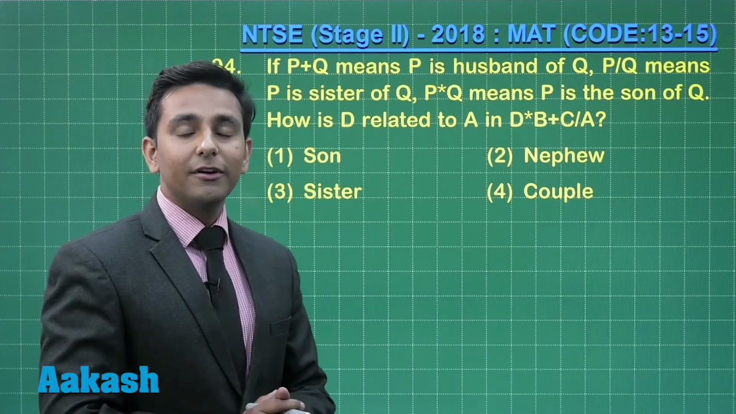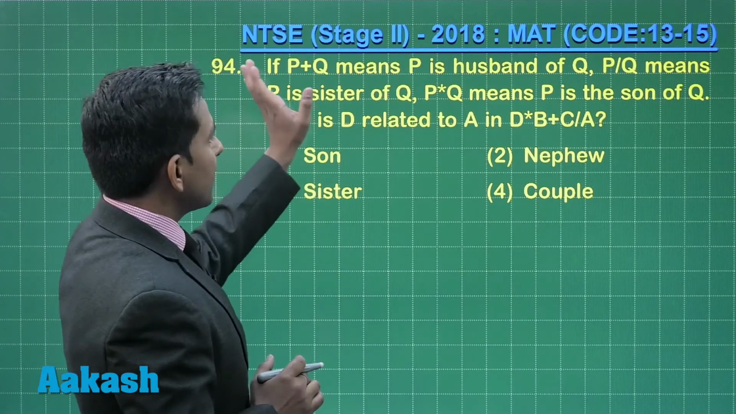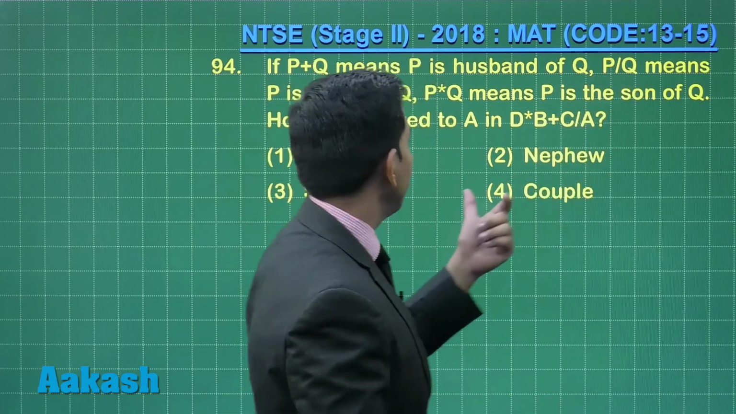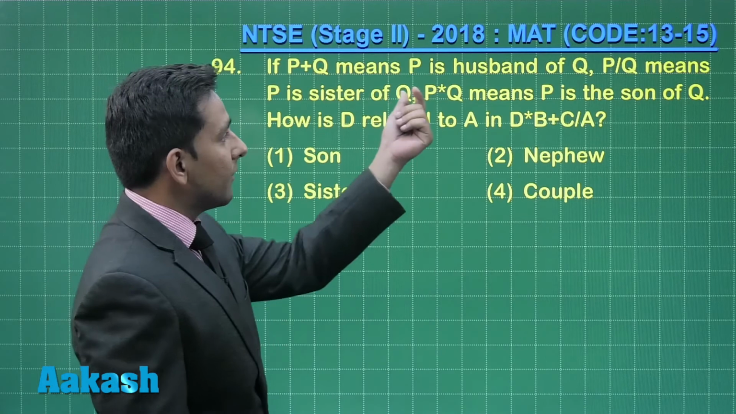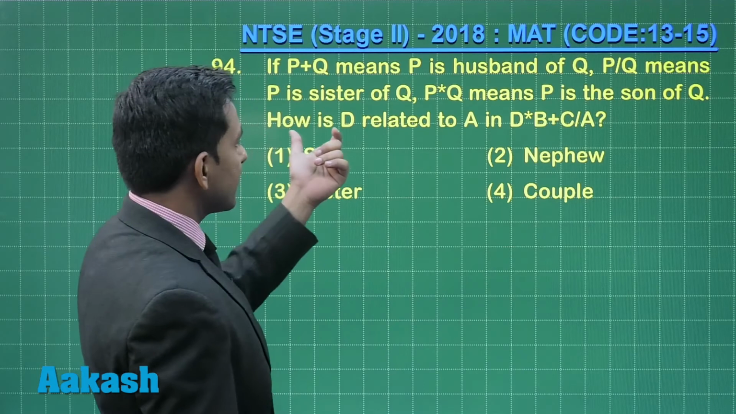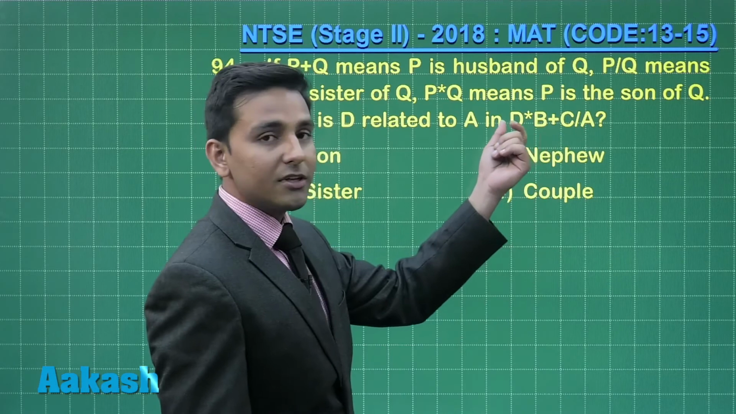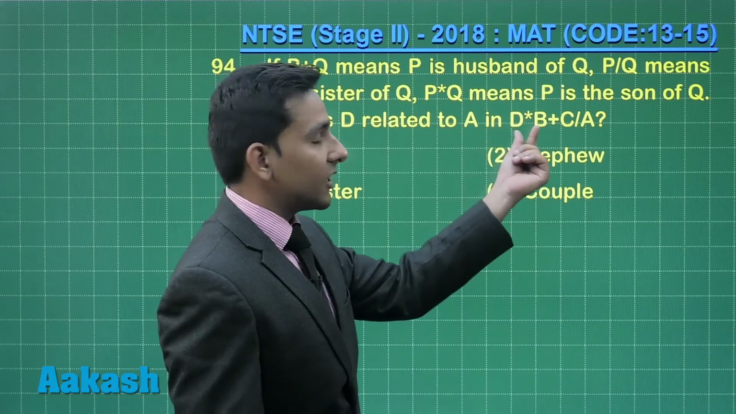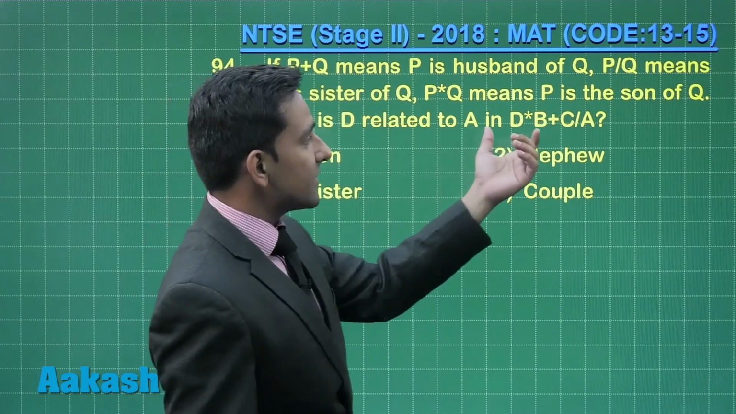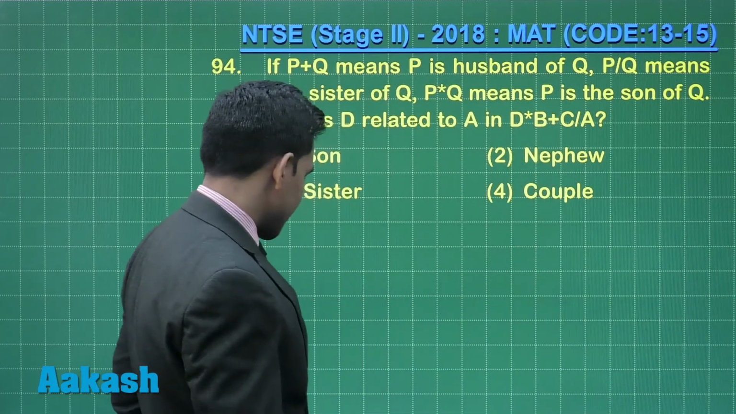Now let's take question number 94. Again we have a question related to blood relation. If P plus Q means P is husband of Q, P divided by Q means P is sister of Q, P star Q means P is son of Q. Further, how is D related to A in a particular relation given here using the given signs: D star B plus C divided by A. Now we have to first represent this given expression in word form.